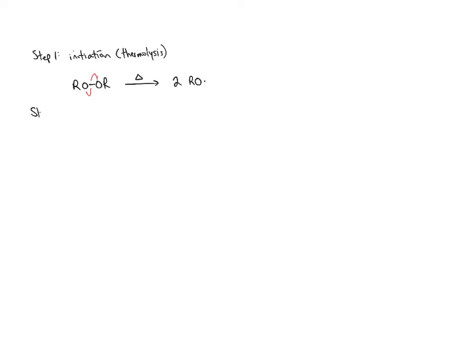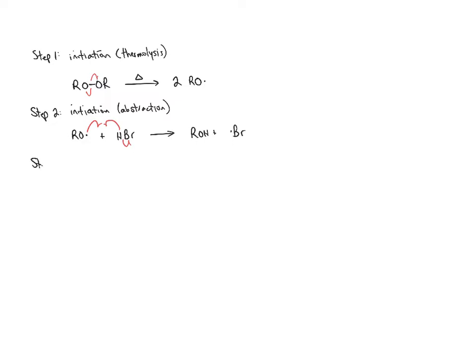This then leads us to step 2. So step 2 is what we call another initiation step, but this time it's a different mechanism. This time it's an abstraction. All right, so we first generated this alkoxy radical, OR dot. This alkoxy radical is going to react with HBr, and it's going to give us a new radical. It's going to abstract a hydrogen atom. And so what you're going to get is ROH plus a bromide radical.